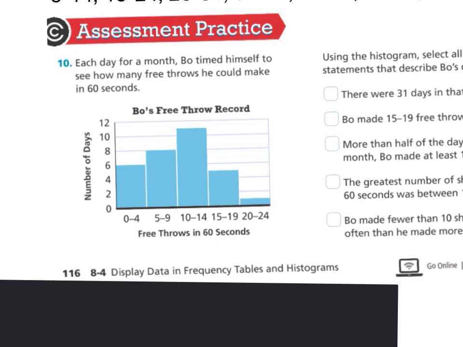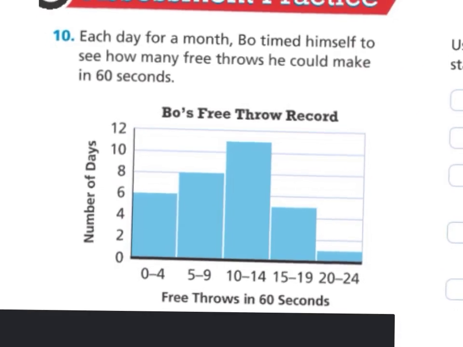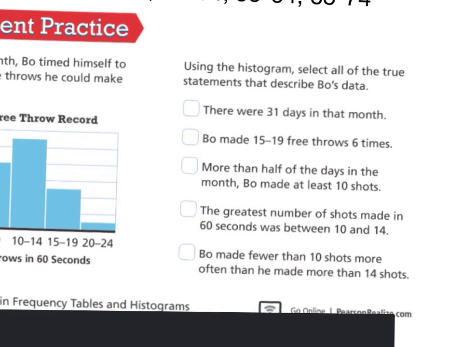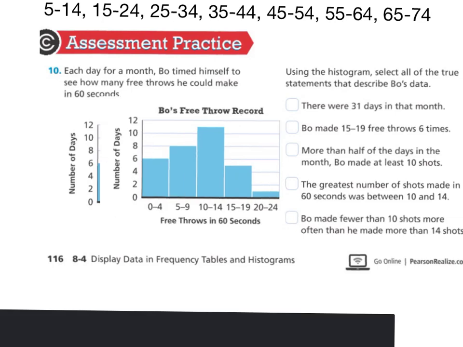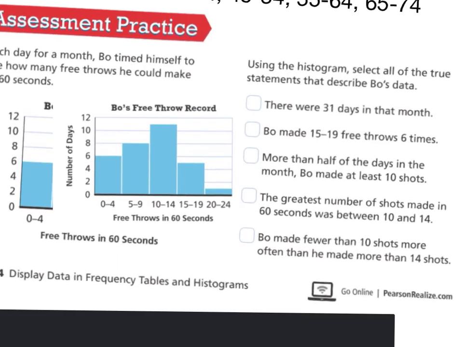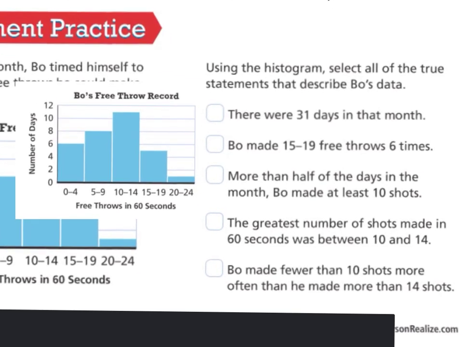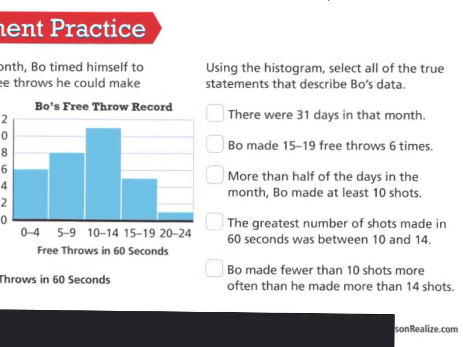Then if we look at number 10, each day for a month, Bo timed himself to see how many free throws he could make in 60 seconds. Using the histogram, select all of the true statements that describe Bo's data. So I'm going to try and move this here so we can see both things at the same time. So the first statement says there were 31 days in the month.